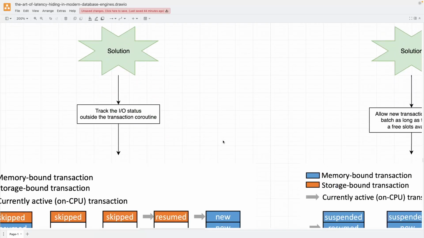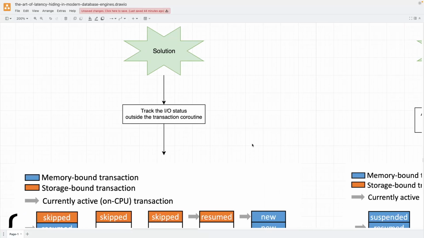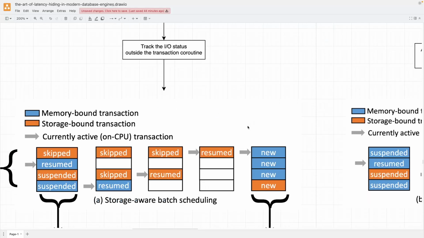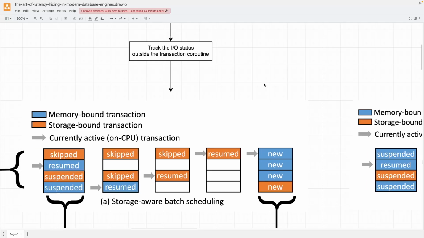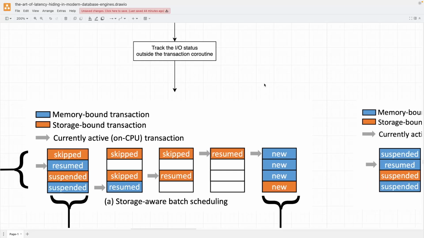The solution that the authors note is that instead of resuming the transaction every time to see if it's done or not in terms of getting the data, store the status outside the transaction, right? Store it in the worker thread so that when you're checking if a transaction has finished getting the data it needs, you don't have to resume it. Just check in that separate data structure if it's got the data it wants. Then you know the transaction is ready to be run again, and then you can run it again.